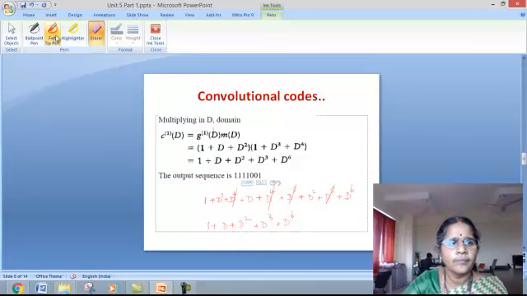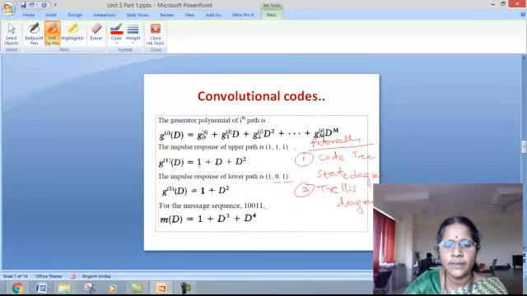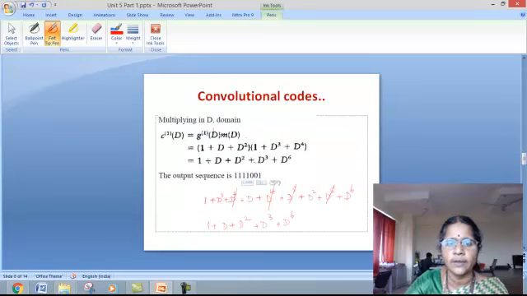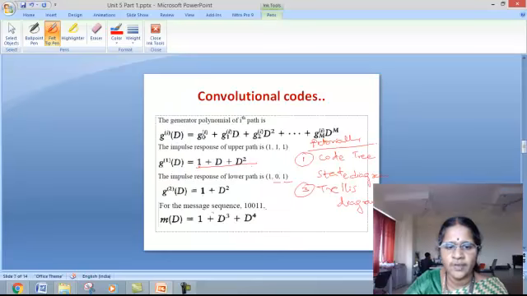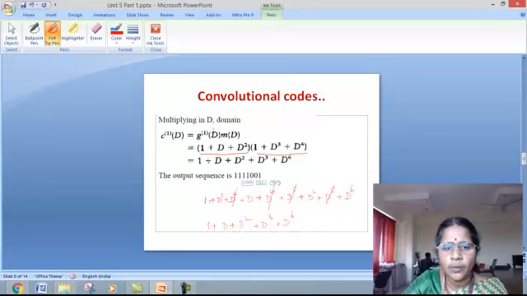Now multiplying in this generator polynomial with that of the message polynomial, first consider the upper path. In the upper path, the generator polynomial is 1 plus d square. So multiply that upper path generator polynomial 1 plus d square by the message sequence m of d, 1 plus d cube plus d power 4. This is the message sequence. Multiply these two. So what do you get here?